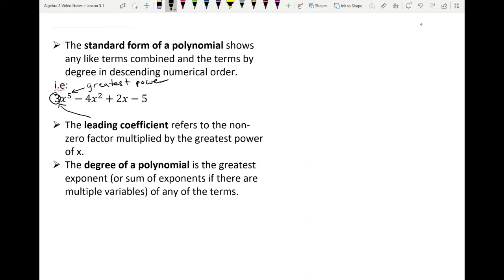And this is referred to as the degree of a polynomial. The degree of a polynomial is the greatest exponent, or sum of exponents if there are multiple variables, of any of the terms. So the greatest power here is our degree. So our degree here is 5, and our leading coefficient is 3. And this polynomial is in standard form because the powers go from biggest to smallest. So in standard form, the powers go from largest to smallest degree.